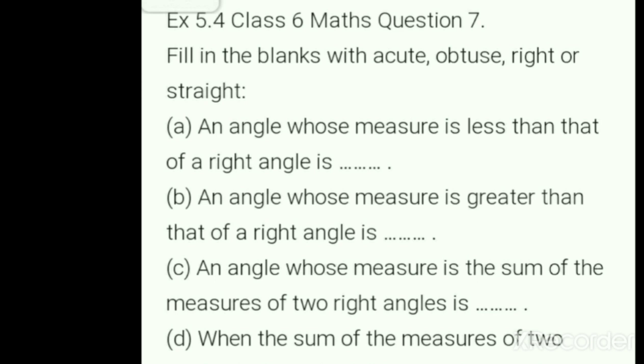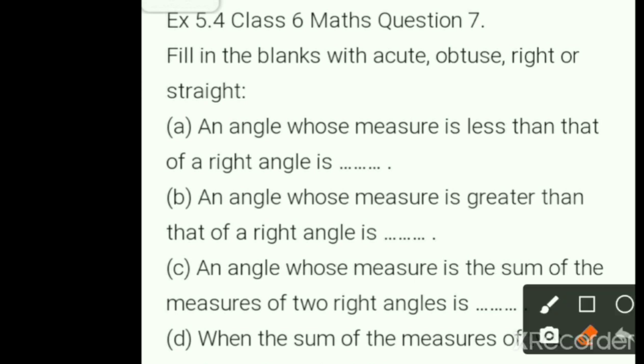Here right angle means we know it is 90 degree. So an angle whose measure is less than 90 degree. Less than that of right angle means less than 90 degree. So if it is less than 90 degree, we call it as acute angle. So the answer for first one is acute. Clear?